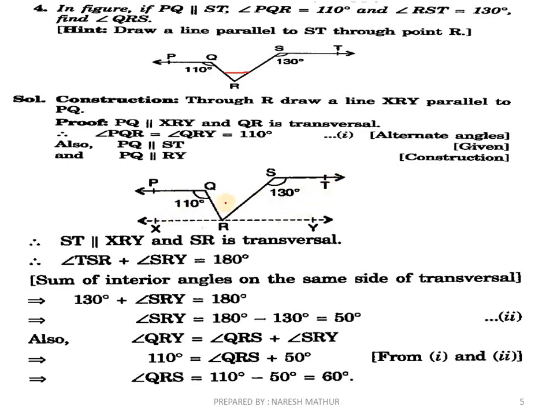Now see here, we can get this value by many methods. Let's consider first: if this angle is 130 degrees, then this would be 50 degrees.